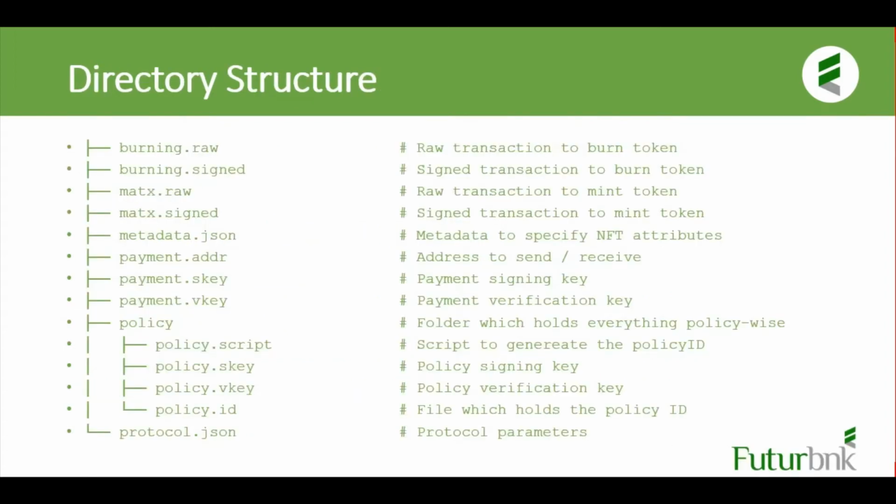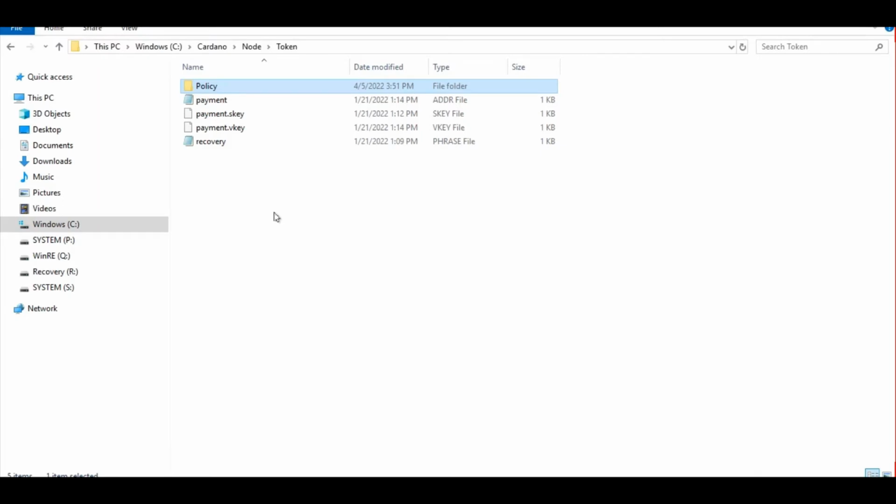So in order to keep things straightforward and well-organized, I will just use the same directory structure and file naming convention as the one presented on the developer's website of Cardano. So I created a token folder inside the Cardano Node main folder. And inside the token folder, I created another policy folder where we will store all our policy scripts, policy ID, and signing key. I have also prepared and generated a payment address out of a recovery phrase. And also I have here a signing key and verification key.